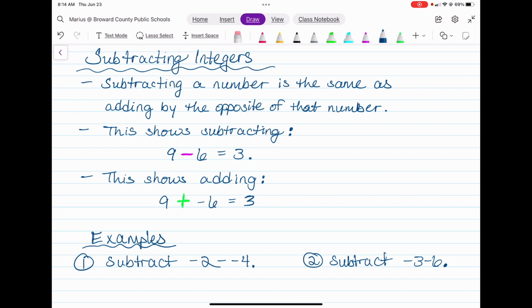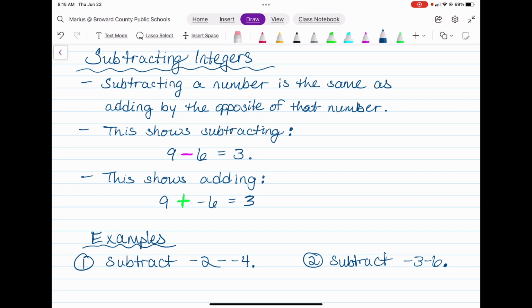Today we're going to discuss subtracting integers, okay? Number one thing to remember about subtracting integers is that subtracting a number is the same as adding by the opposite of that number. If you look here, the next bullet point shows subtracting.